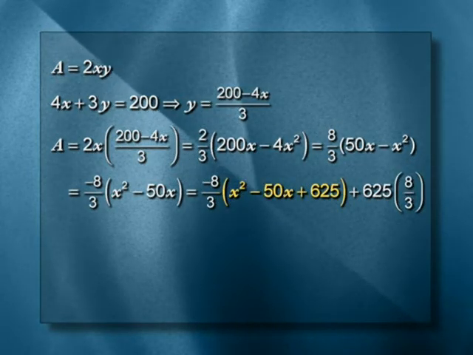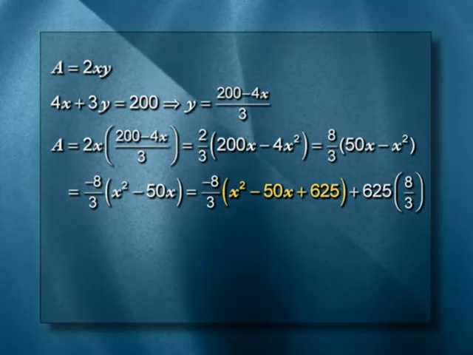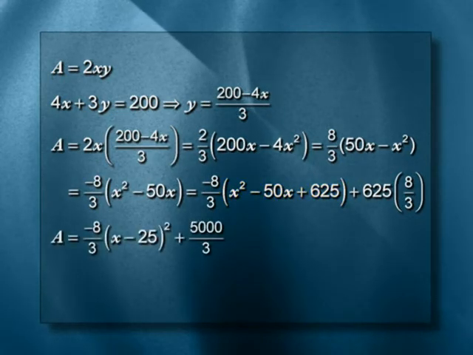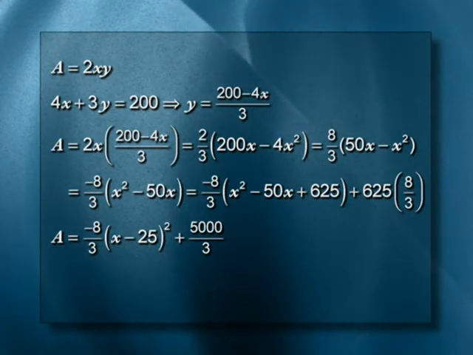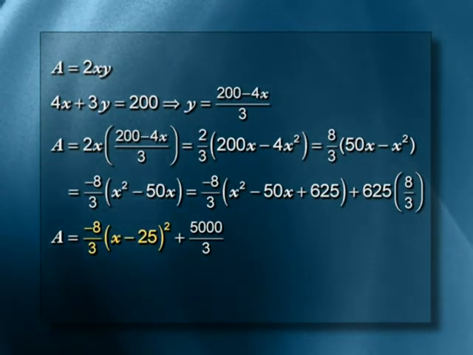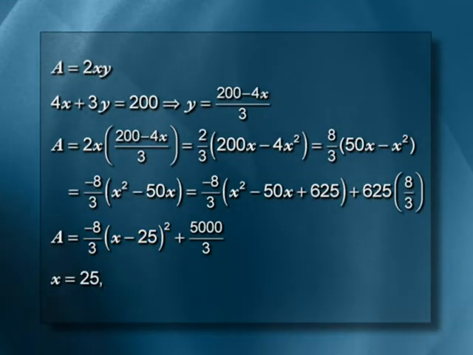And now that thing in parentheses, x squared minus 50x plus 625, is a perfect square. It's x minus 25 squared. And I have my formula for the area, minus 8/3, x minus 25, all squared, plus 5,000 over 3. So I want to maximize this. Well, notice that the minus 8/3 times x minus 25 squared is at best 0, otherwise it's negative. So let x be 25, and that will maximize A.